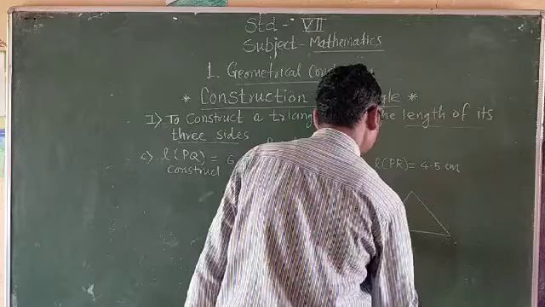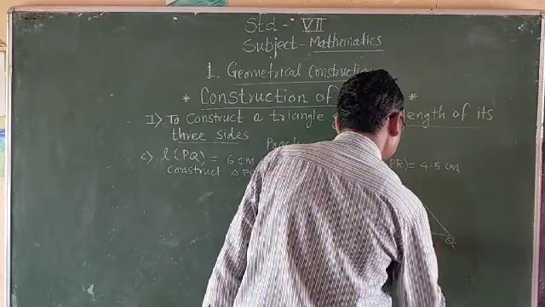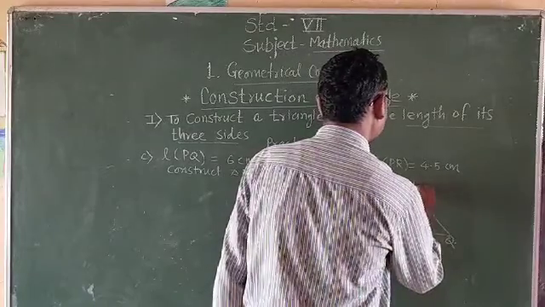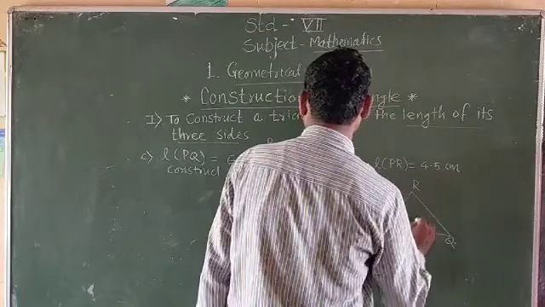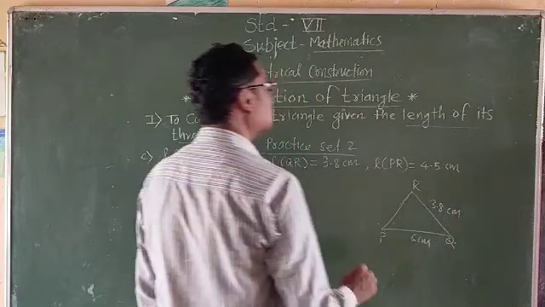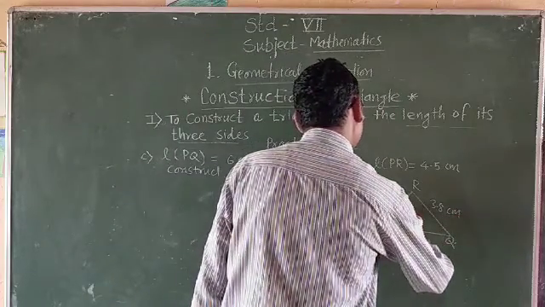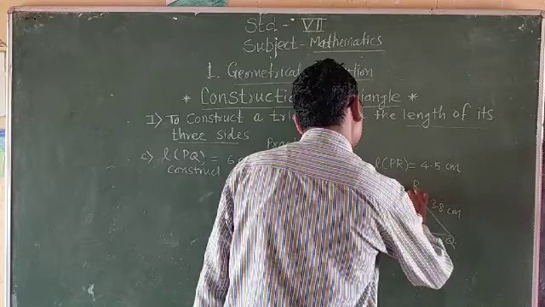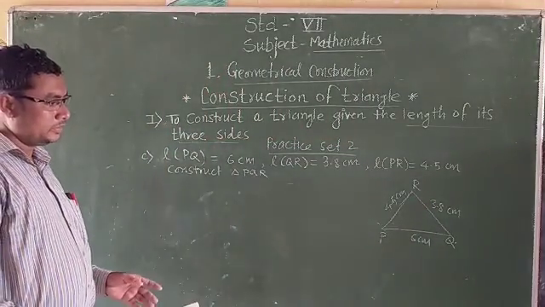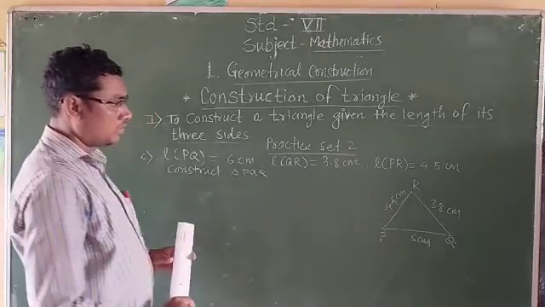PQ is 6 centimeter. QR, this is a point R, QR is 3.8. And PR is 4.5 centimeter. So this is a rough figure. Okay, so by using this rough figure you can draw.